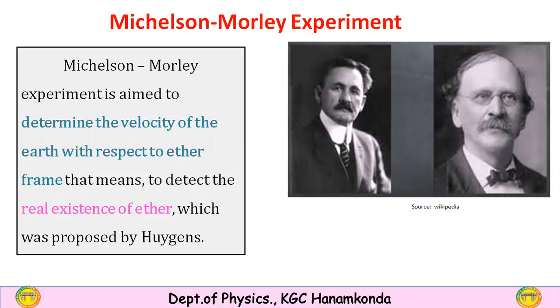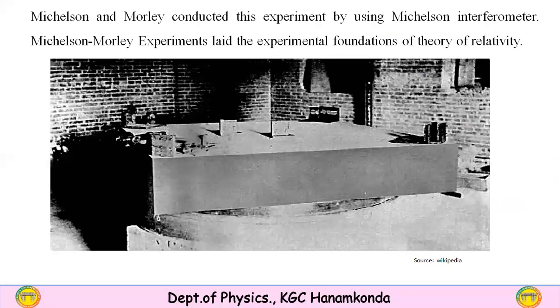The Michelson-Morley experiment is aimed to determine the velocity of the earth with respect to the ether frame. That means to detect the real existence of ether, a concept proposed by Christian Huygens.